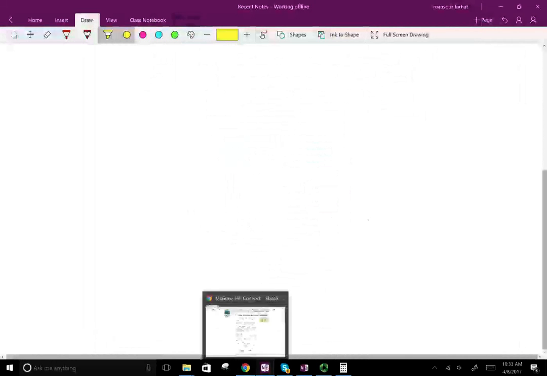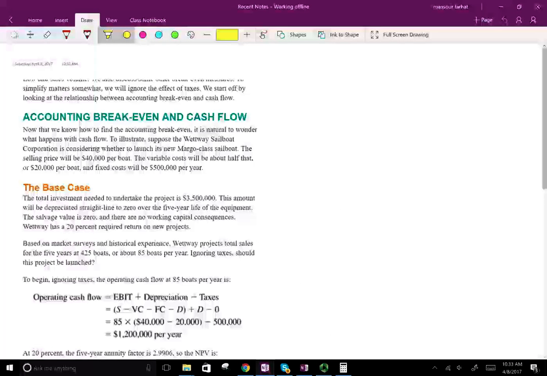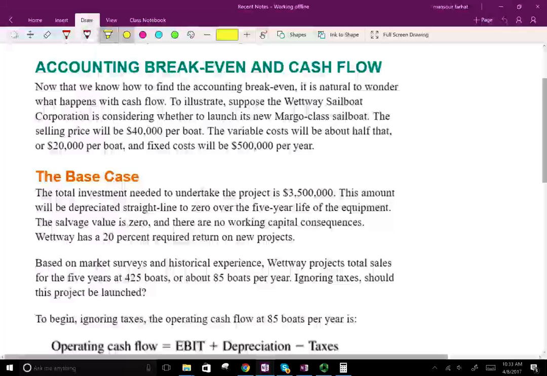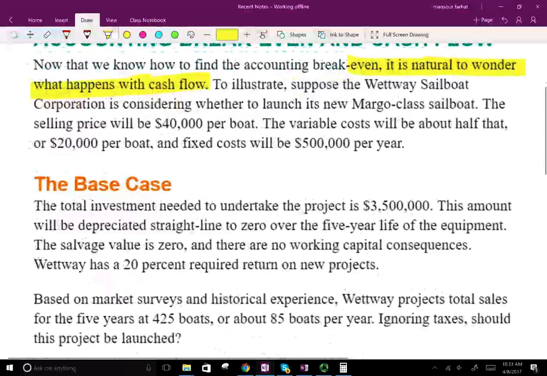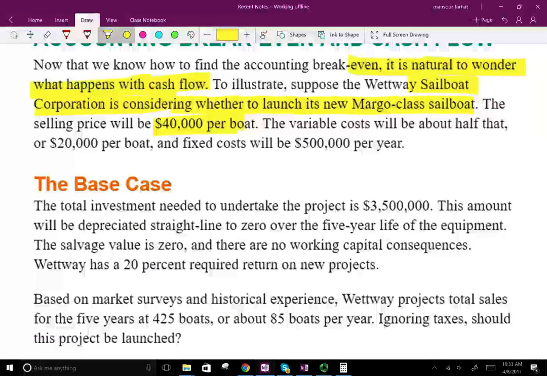So now we know how to find accounting break-even. It's natural to wonder what happened with cash flow. To illustrate, suppose that this sailboat corporation is considering whether to launch its new Margot class sailboat. The selling price will be $40,000 per boat. The variable cost will be about half, $20,000, and fixed cost will be $500,000.